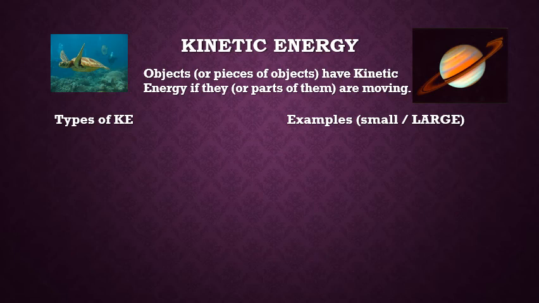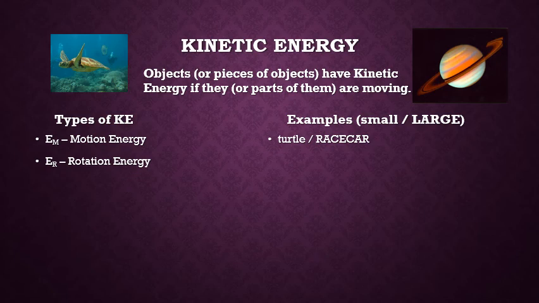Objects or pieces of objects have kinetic energy if they or parts of them are moving. So kinetic energy is energy associated with motion. We're going to go through some different types of kinetic energy and show you which things have small amounts of this energy and which things have large amounts. So EM stands for the energy of motion. An example of something with a small EM would be a turtle, and a large EM would be a race car. One has a lot more motion than the other.